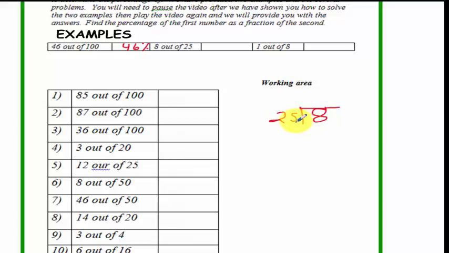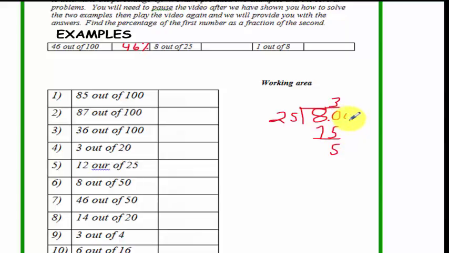Now, 25 can't go into 8, so we put a decimal point right here, and we put a 0. How many times does 25 go into 80? Well, it can go in 3 times. So 3 times 25 is 75. Okay, draw your line. Subtract 75 from 80. And remember, that reduces that to a 7. So we have a 5.